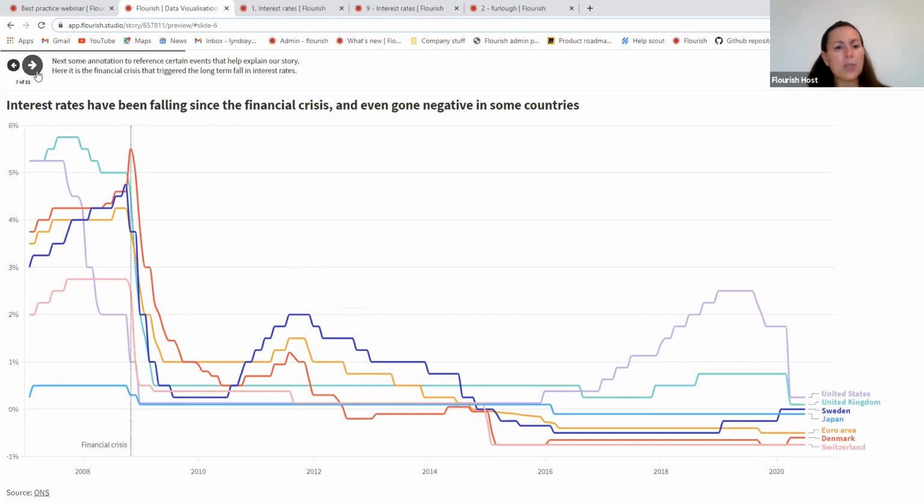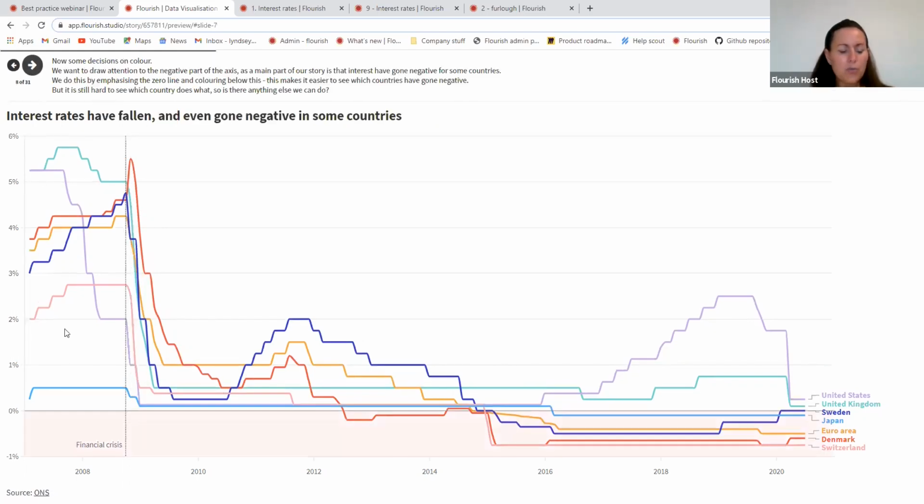Then the second thing is to add annotation to help reference certain events that explain our story. So adding a reference line in here for the financial crisis, because that is the trigger for rates falling. And now moving on to our decisions on colour.